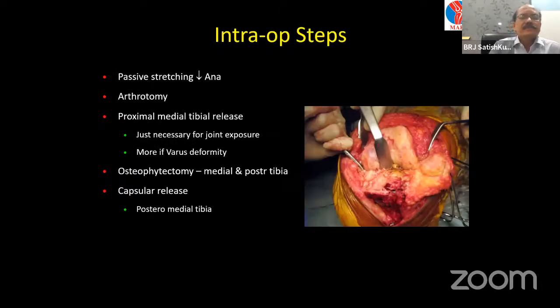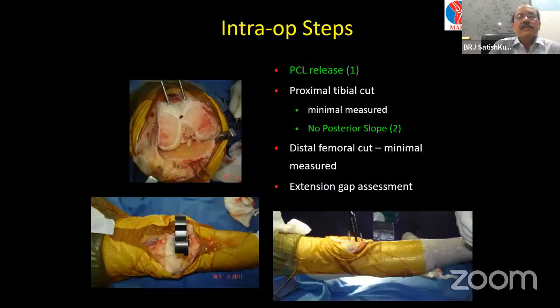So the intra-op steps are the same. Most of the time, if there's a flexion deformity, we have to do a PCL release, and we have to do a posterior stabilized knee. And when you do the proximal tibial cut, we should not give any posterior slope. If you give a posterior slope, again, that will promote flexion deformity. You have to give posterior slope if there is a stiff knee. If you want to get more flexion, generally we give more posterior slope.